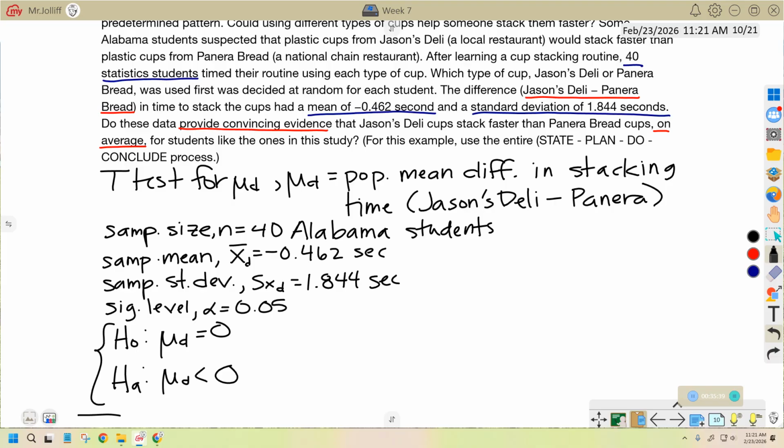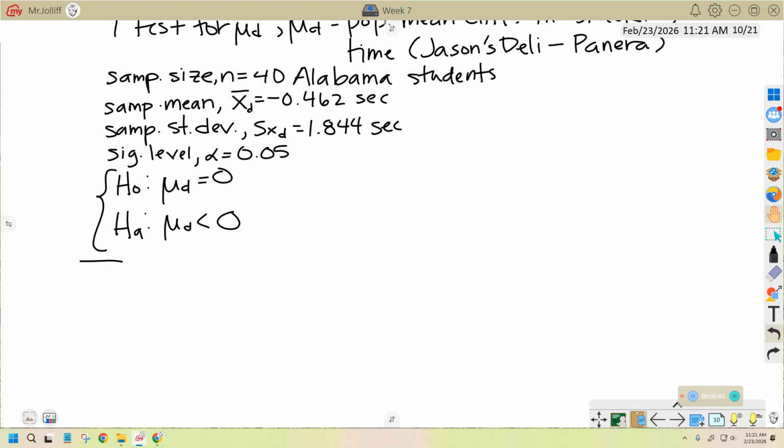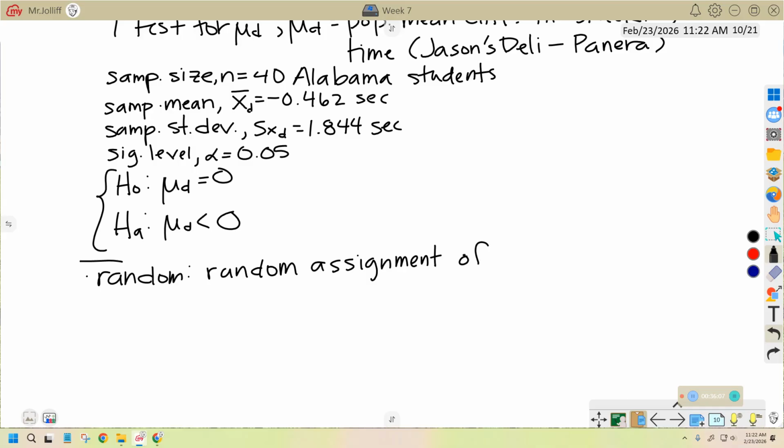What comes next? The plan. We do the checks. First check: random sampling or random assignment. Which did we do here? Random assignment of cup order, yeah. Some of them use the Jason's Deli first and the Panera second. Some use Panera first, Jason's Deli second.